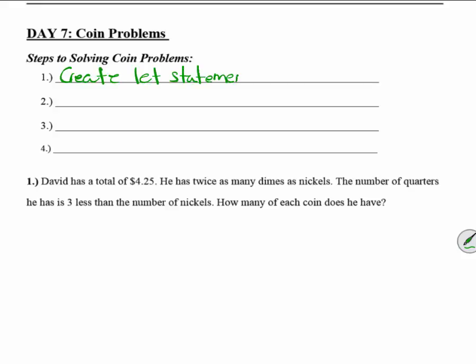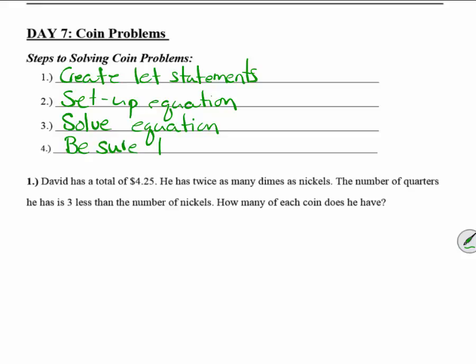Remembering to look for what is listed second, because that's going to be your x. We're going to set up our equation. We're going to solve it, hopefully correctly, and then we're going to make sure that we answered the question. And that should mean making sure that you go through and, if you have to, plug your values back into your let statements. Now, we're going to put an asterisk. We're going to write this down.